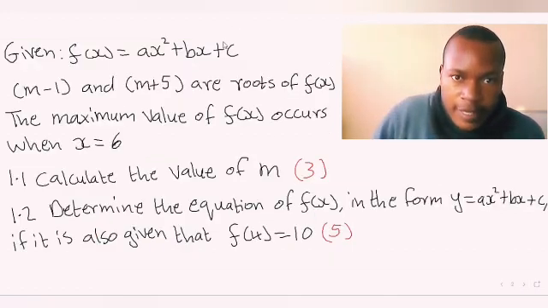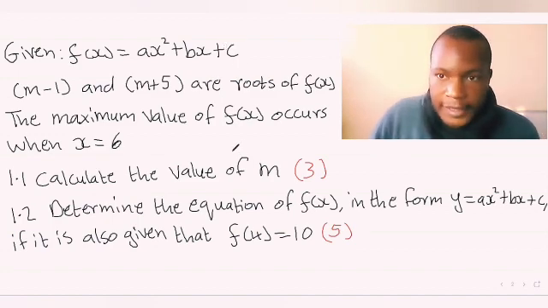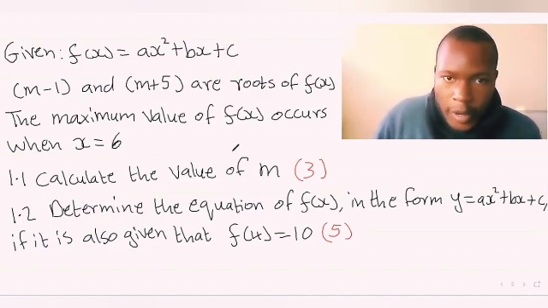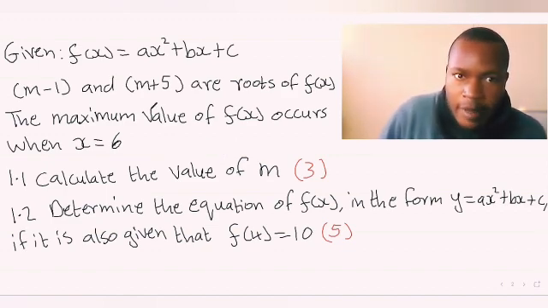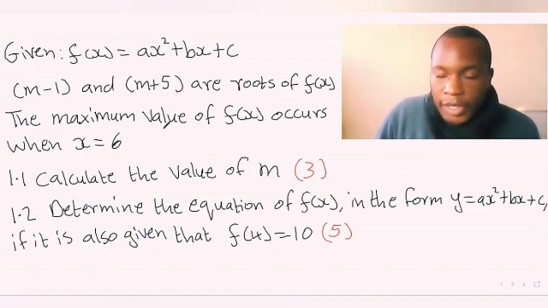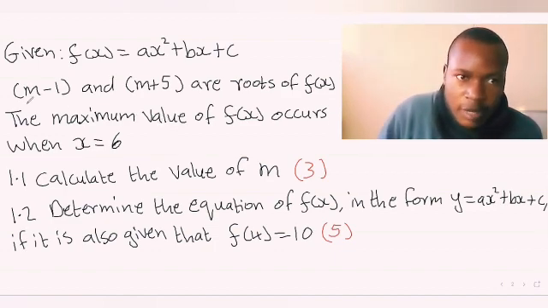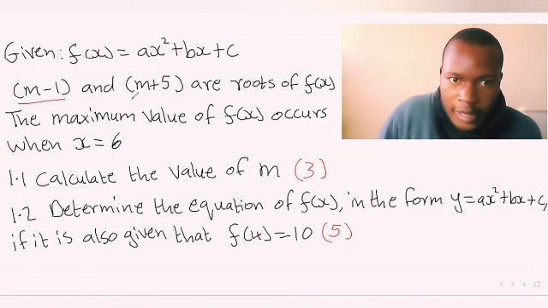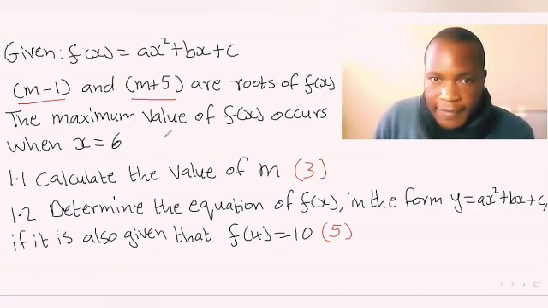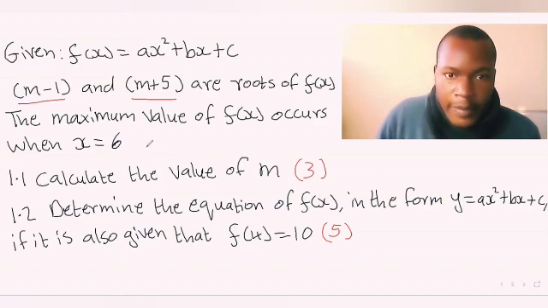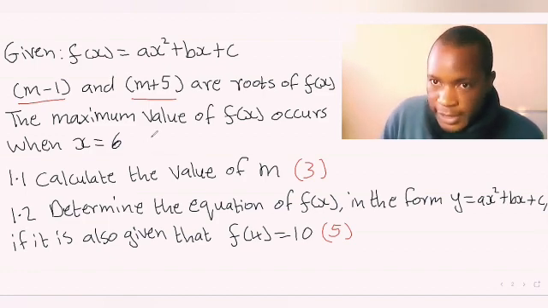It says: given f of x equals ax squared plus bx plus c, m minus 1 and m plus 5 are roots of f of x. That is, m minus 1 as well as m plus 5 are roots of f of x. The maximum value of f of x occurs when x equals 6.